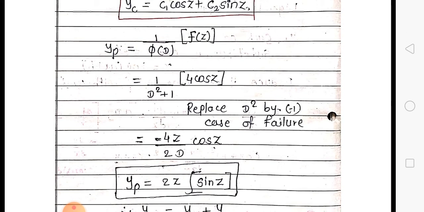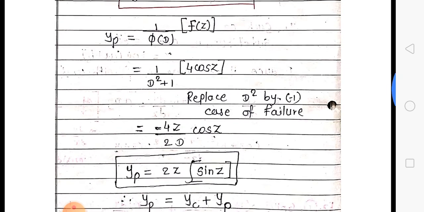If we got 0, then we have a case of failure, and in the case of failure, we write the variable z divided by the derivative of phi of D. Here phi of D is D square plus 1, the derivative is 2D. Therefore, we got the term z upon 2D into 4 cos z. 4 is a constant, therefore we take it outside and we write 1 upon D of cos z. 1 upon D denotes the integration, therefore we write the integration of cos z dz. Here the integration of cos z is, we know, sin z. Therefore, we got the value of the particular integral as 2z into sin z.